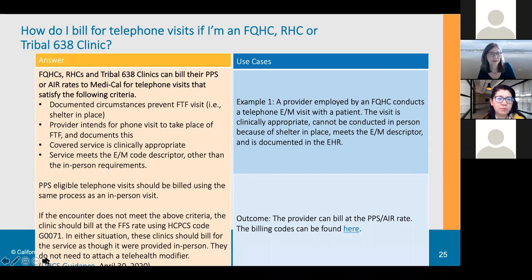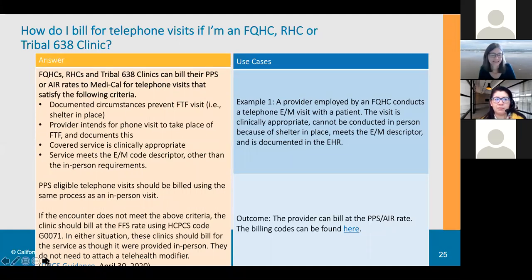Okay, so this is how do I bill for telephone visits if I'm in an FQHC? I'm going to send that one back over to Bao. She's a pro. Happy to take this one. We just talked about billing for telephone visits a couple of minutes ago. In this particular instance, an FQHC providing telephone visits, you would bill either your PPS or your AIR rate, if that visit meets all of the documentation criteria that I went over earlier, and it's also listed on this slide here.